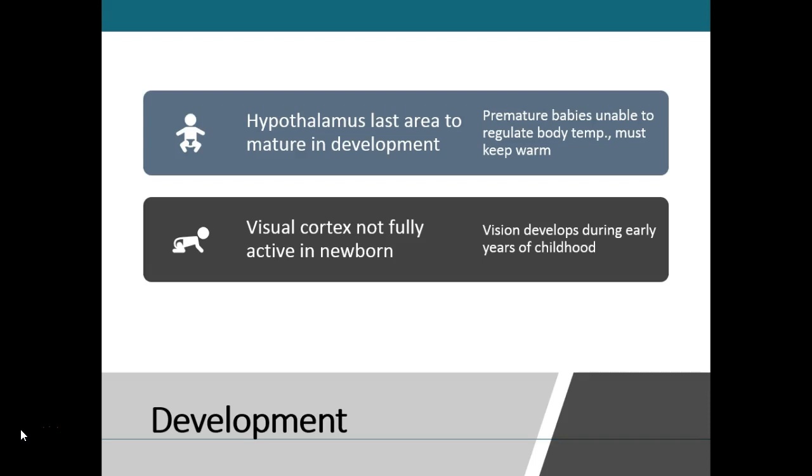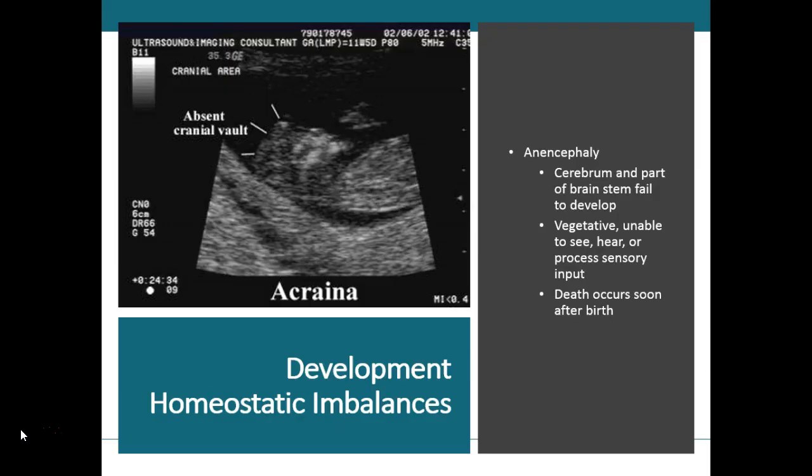And also the visual cortex is not fully active in a newborn infant, so they see very poorly. However, they do respond quite easily and quite readily to auditory stimulus. So vision develops as the child ages. Usually at several stages during fetal development, an ultrasound will be done to check for any deformations, or if the baby is not progressing in its growth as it should be while in the uterus.